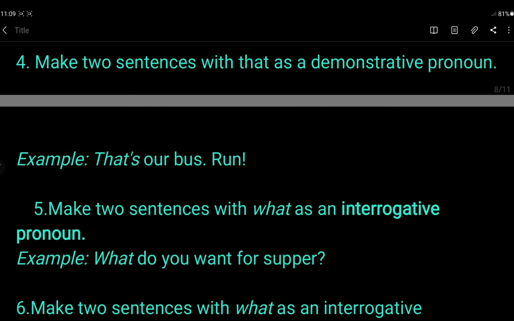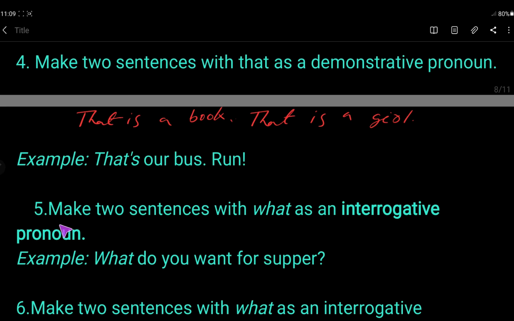Next, make 2 sentences with that as a demonstrative pronoun. Here one is given, that's our bus. We can write, that is a book. And we can write, that is a girl.